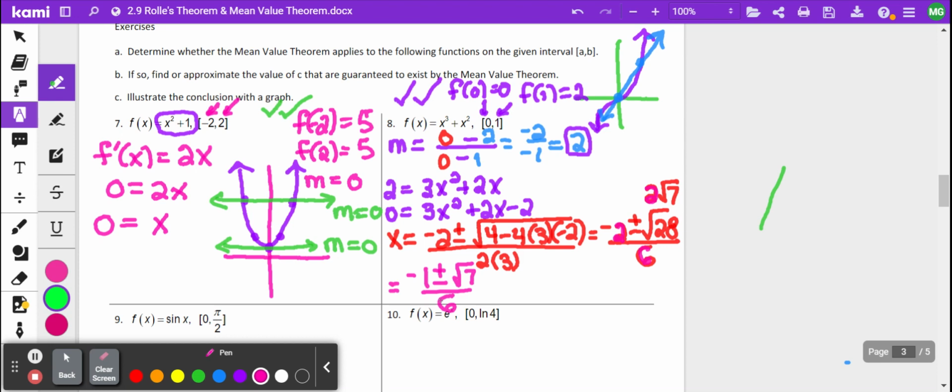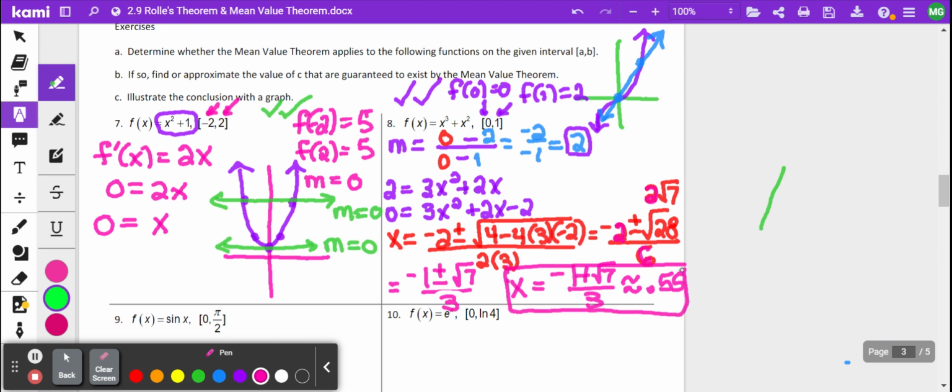I'm sorry, we should be dividing by 3. Oy, of course, there's always a mistake, right? I forgot to do that. Should be dividing by 3. So divided by 3 gives us 0.55. So the answer is negative 1 plus root 7 over 3, which is approximately 0.55.